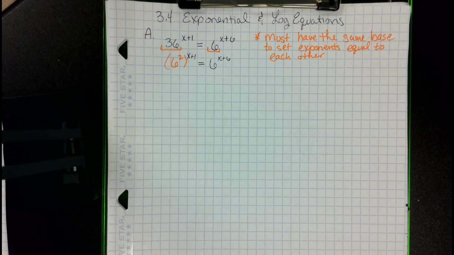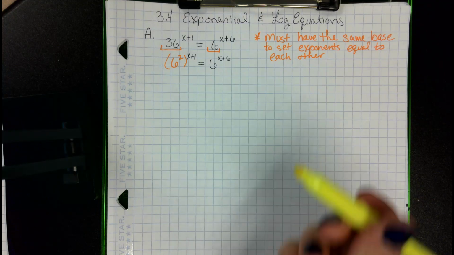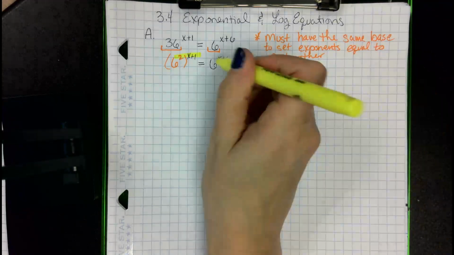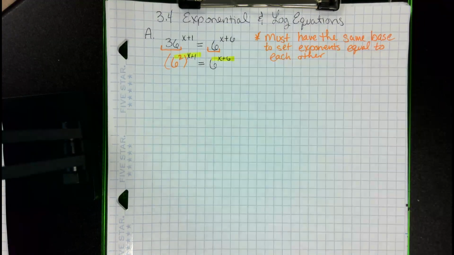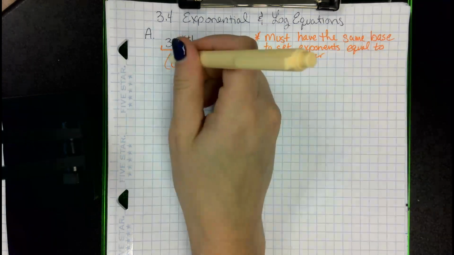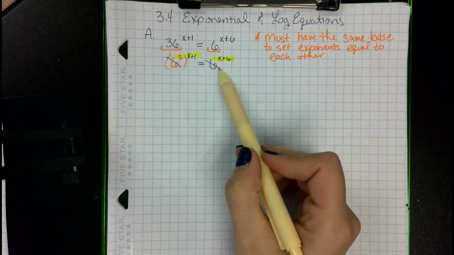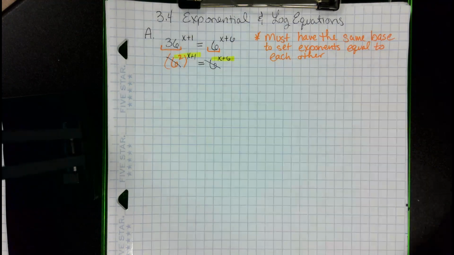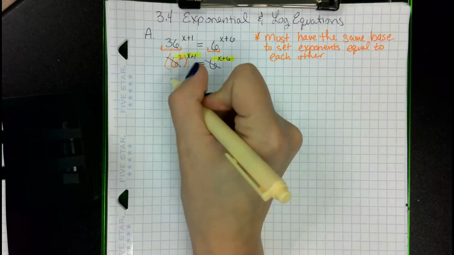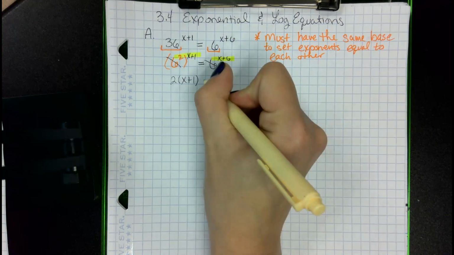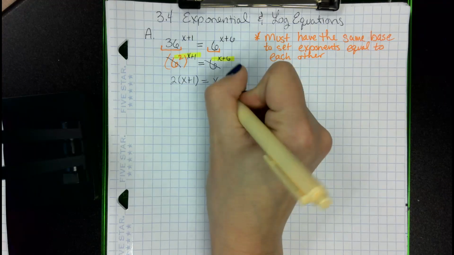And now that we have the same base, we can take the exponents, including the new 2 that we just wrote. We need to include that. And set the exponents equal to each other. We're basically just dropping the bases at this point. Not technically, but for what we're trying to do, we're not worried about the bases. Once we get them to be the same, we're just going to take the exponents and set them equal to each other. So on the left, we have 2 and then parentheses x plus 1 equals, on the right is just x plus 6.